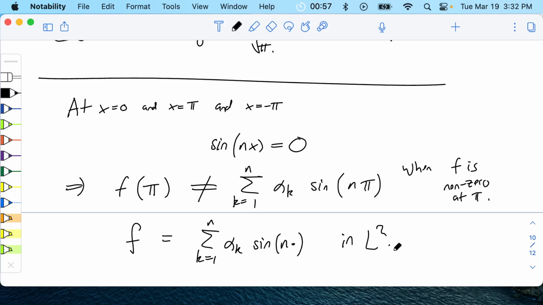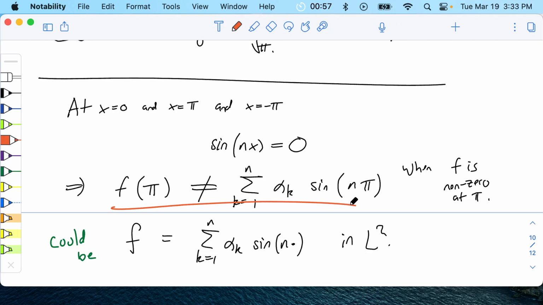The argument you said is not correct because in capital L2, do you guys remember the stupid thing about script L2? When you have convergence in L2, that does not mean that it converges at every point. So it could be that this is true, the second line, even if it doesn't work at some points. If you have a handful of points where the convergence doesn't work, that does not stop the capital L2 convergence. So knowing that it doesn't work at the points pi, 0, and minus pi is not enough to preclude L2 convergence.